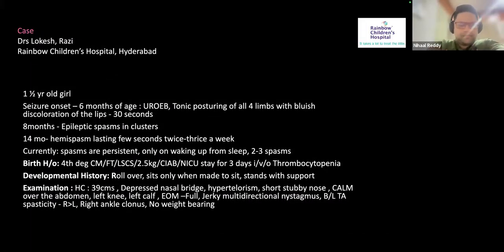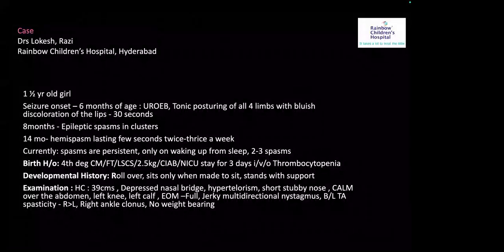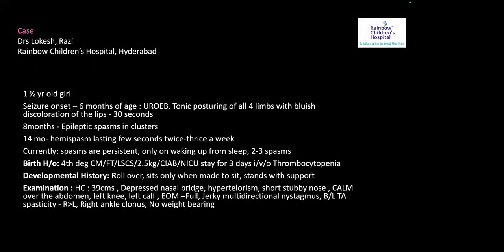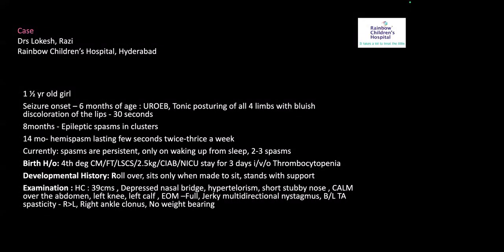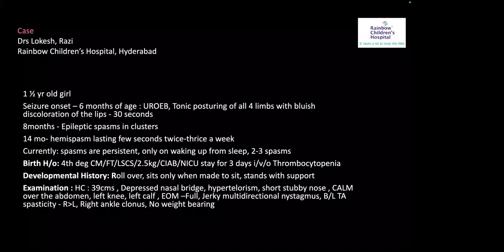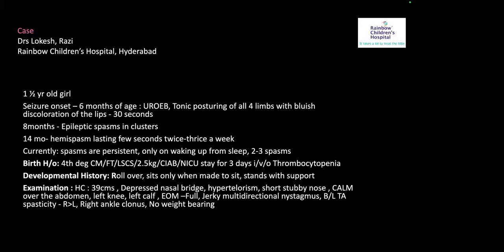Good evening. So this is a 1.5-year-old girl presented with baseline developmental delay. Currently, she was able to roll over, sit only when made to sit, and stand with support. Presented with seizure onset from 6 months of age. Initial uprolling of eyeballs and tonic posturing of all 4 limbs with bluish discoloration lasting for 30 seconds.